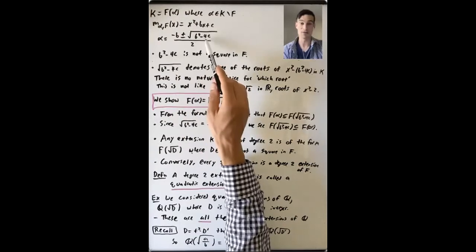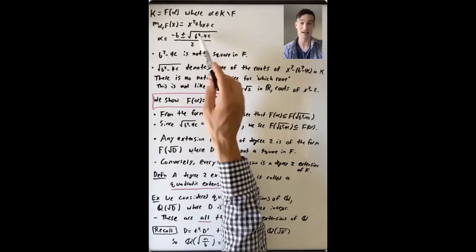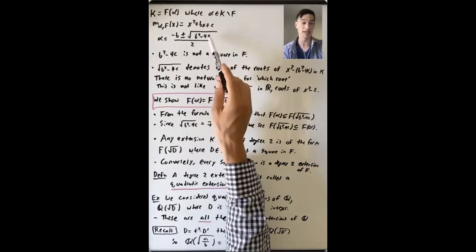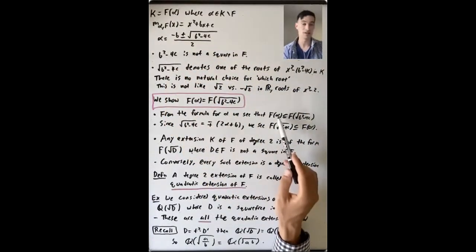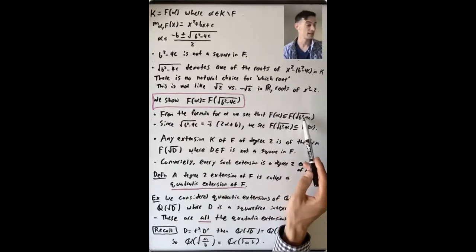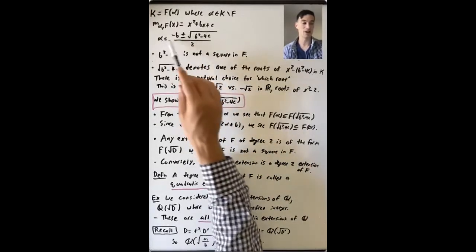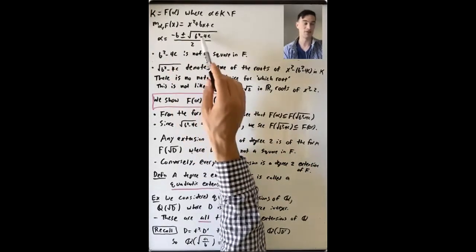That is, if you're in a field that contains F and contains this element square root of b squared minus 4c, then you also contain this element alpha. OK, so it's clear that F adjoin alpha is contained in F adjoin the square root of b squared minus 4c. But what do we get this from? We solved for alpha in terms of this special element.